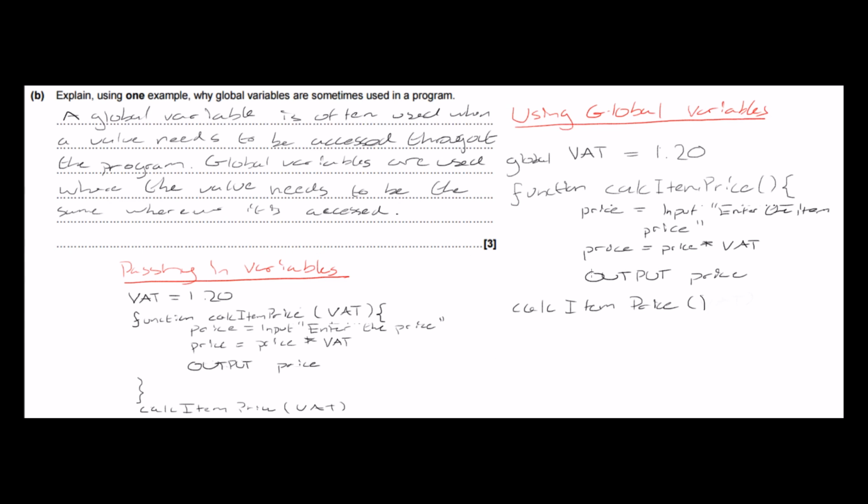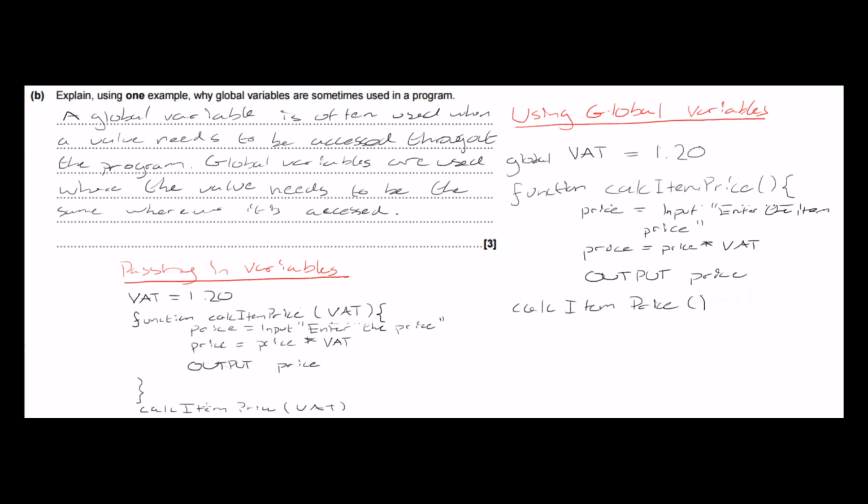So you can see I've got 2 different bits of pseudocode here. This one uses a global variable and this one passes in a variable. In this one, when I call my function, I don't pass anything in, but when it runs, I ask the user for the price of the item. Then my program multiplies the price of the item that they've given me by the VAT, and it outputs the new price with VAT added on. So this is just being used as a VAT constant.